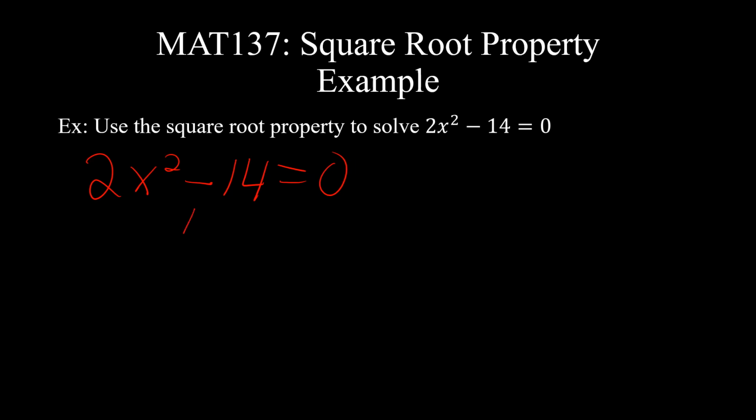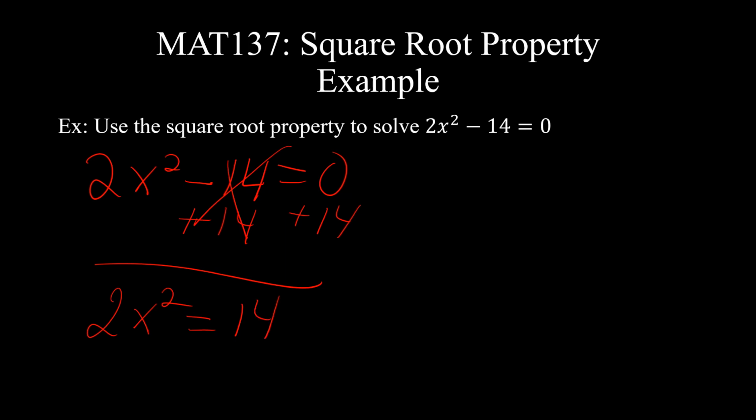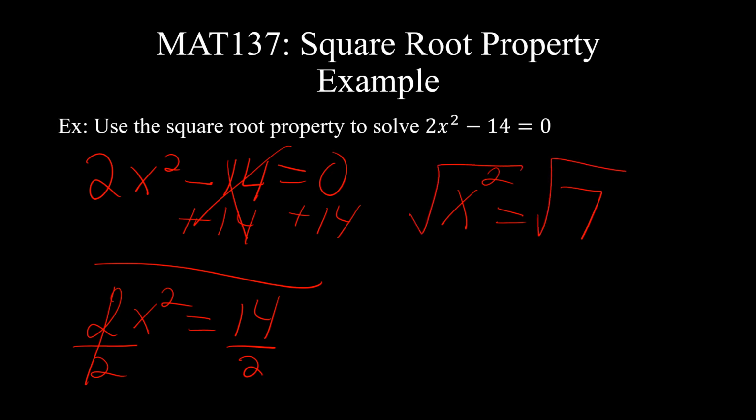First I'm going to move that 14 over by adding 14 to both sides. This will cancel, so I'm left with 2x squared equals 14. I'm still trying to isolate my x squared, so I need to get rid of that 2. So divide both sides by 2, that gives me x squared equals 7. And now that I've got my x squared isolated, I can take the square root. I can use the square root property.